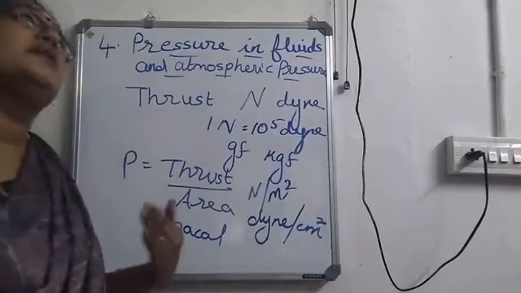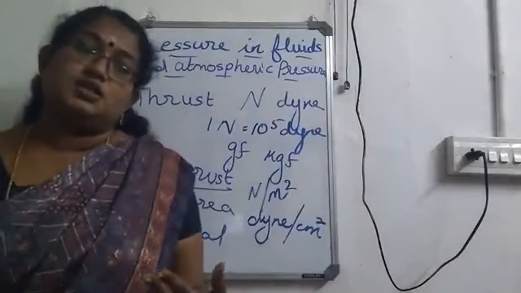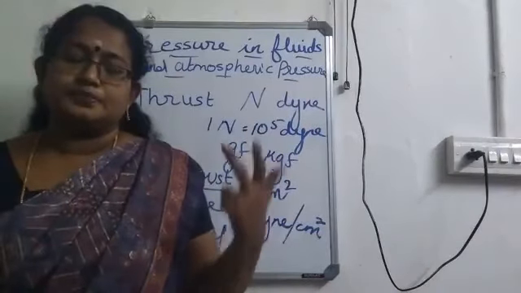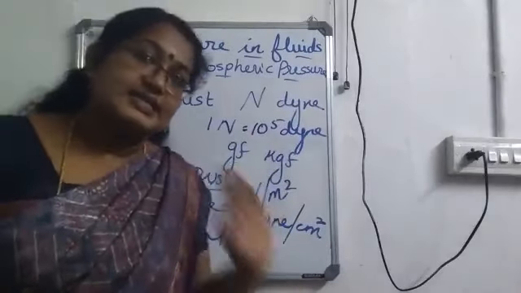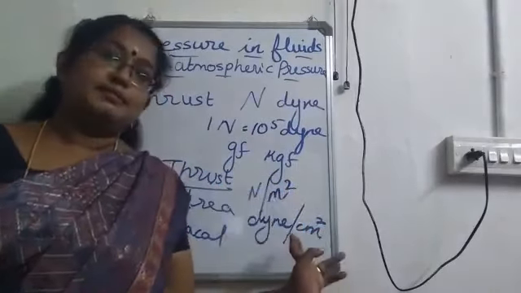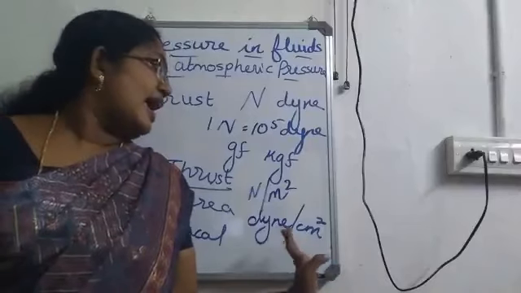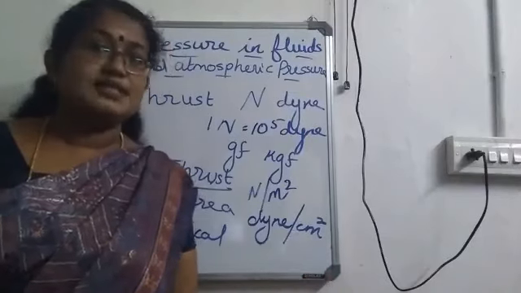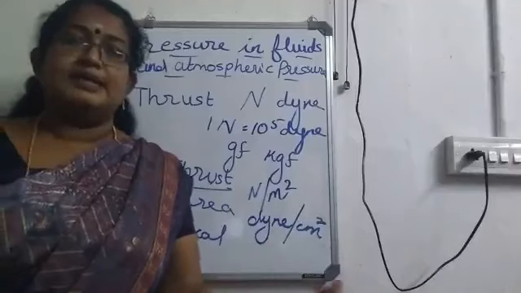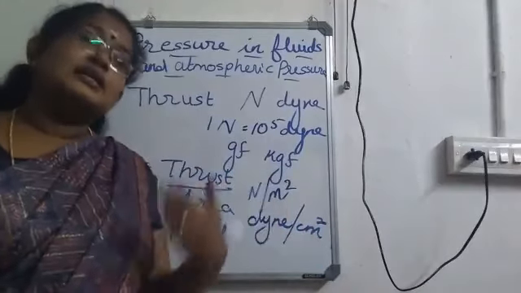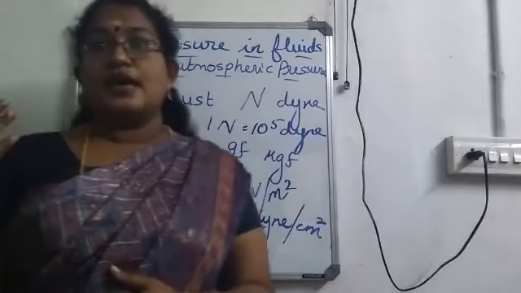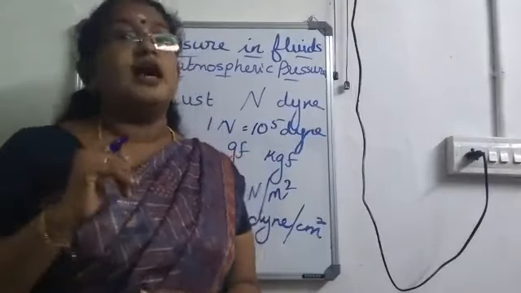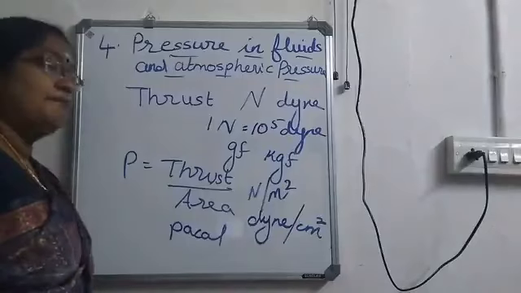Now when you move to atmospheric pressure, we will be using units like atmos, bar, torr, etc. But SI unit is Newton per meter square or Pascal, and CGS unit is dyne per centimeter square. Bar, millibar, torr, etc. are other units of pressure, used mainly in the case of atmospheric pressure.